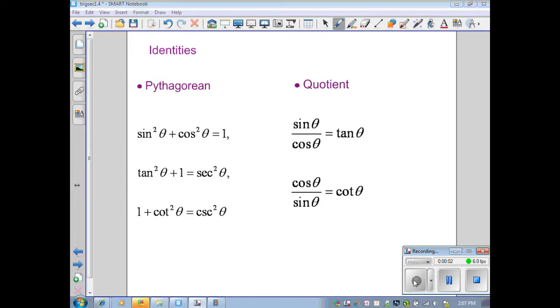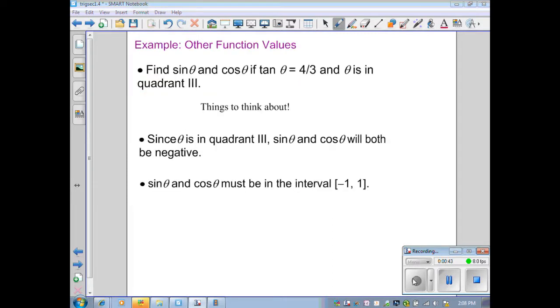The last topic in this section is identities. We have 2 different types. The first one we're going to start out with is Pythagorean. And the other one is the quotient identity, which is sine theta over cosine theta, which equals tangent theta. And the last one is cosine theta over sine theta, which is cotangent theta. And those are reciprocals of each other. Let's continue with an example based on these identities.